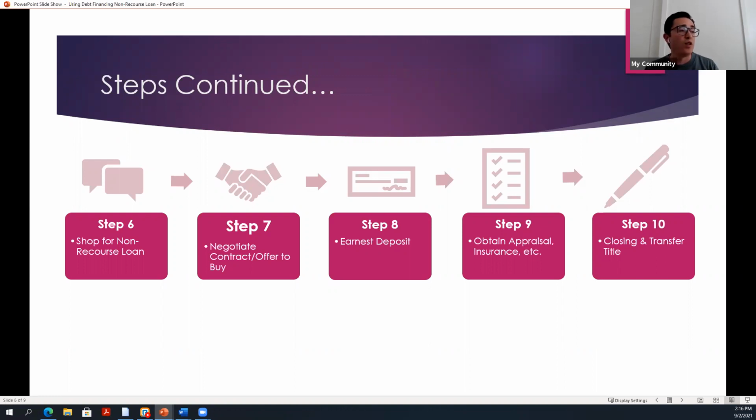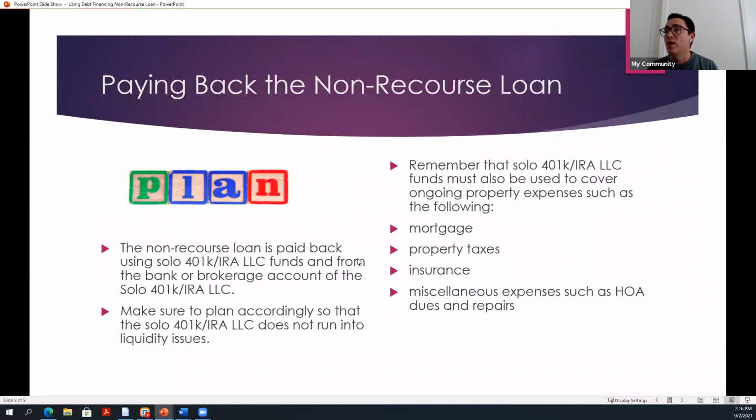You're back to shopping for the non-recourse loan, negotiating the contract, the offer to buy, the earnest deposit. You're putting together all the documents that the bank needs. Maybe that's the appraisal, maybe that's the insurance, etc. And then you close on that purchase, and then the title's transferred to the LLC that's owned by your IRA. Now you own the property through your retirement account.